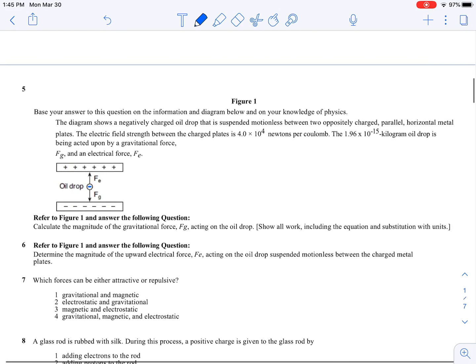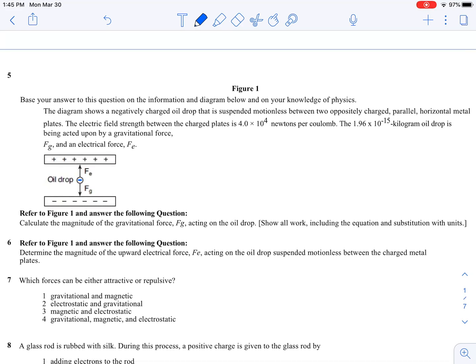The electric field strength, we're going to go over electric field next unit. The electric field strength between the 2 charged plates is 4 times 10 to the 4th newtons per coulomb. You don't need that to answer this problem. The 1.96 times 10 to the negative 15 kilogram oil drop is being acted upon by a gravitational force, Fg, and an electrical force, Fe. Number 5 says, calculate the magnitude of the gravitational force acting on the oil drop. Show all work, including equation and substitution with the units.